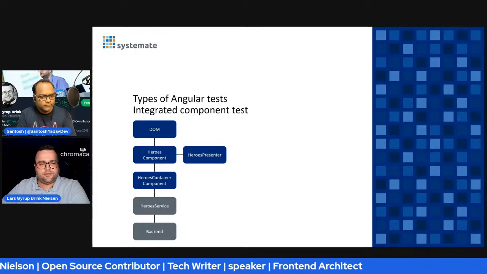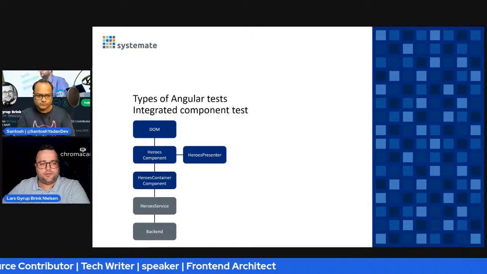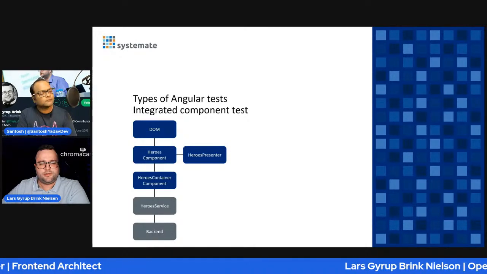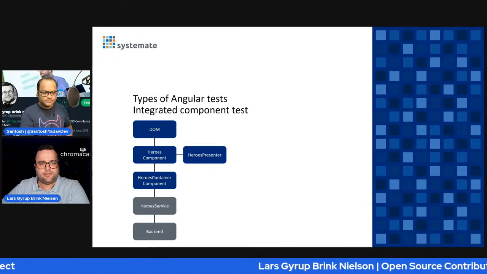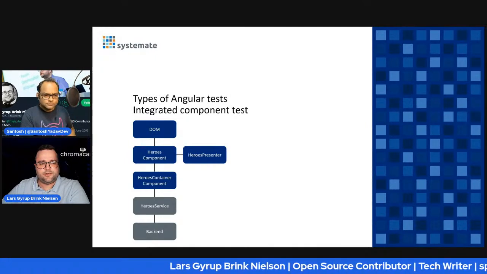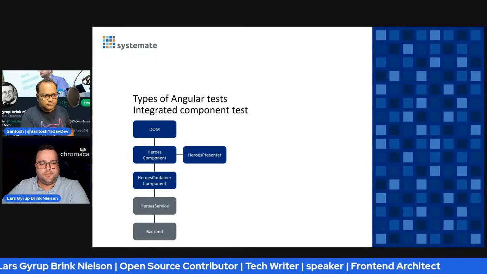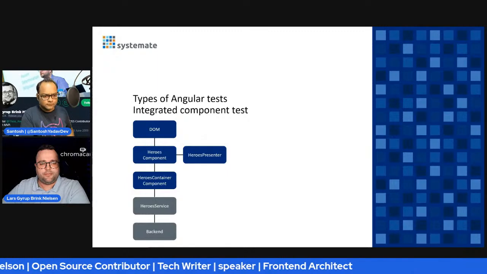You can also do an integrated component test. So now we actually have two components being rendered: the container component and the Heroes presentational component in this example. So that's an integrated component test where you render child components as well. You don't have to render all of them, but you include more than just the one component for sure.